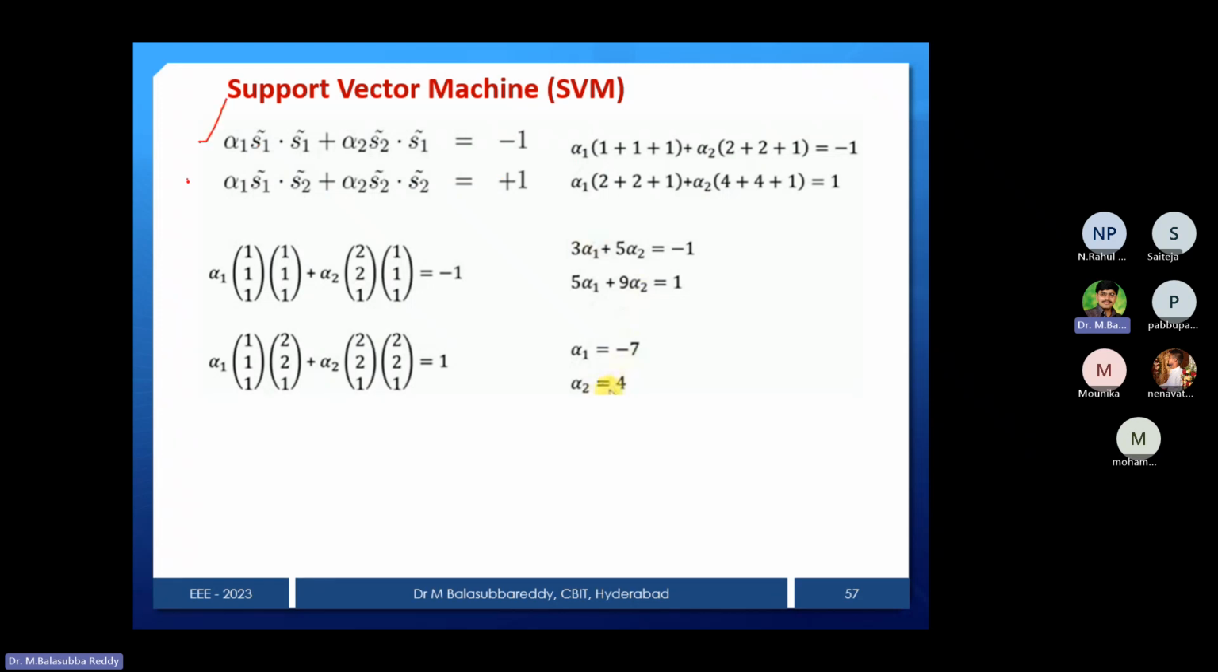This is support vector 1. This is support vector 2. And in that, alpha 1 S1 into S1 plus alpha 2 S2 into S1 is equal to -1. And alpha 1 S1 into S2 plus alpha 2 S2 into S2 is equal to +1. These are the 2 equations. Now substitute the S1 value and S2 value in this. Alpha 1 S1 is 1 comma 1 comma 1, and again S1, plus alpha 2 S2, then S1, is equal to -1.